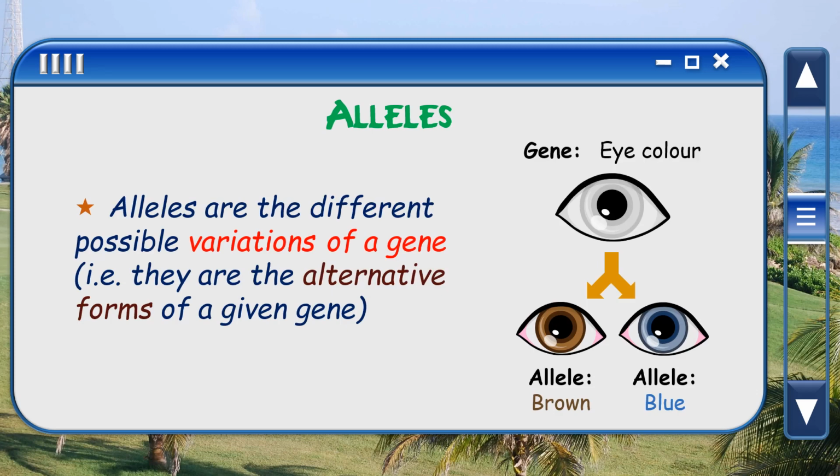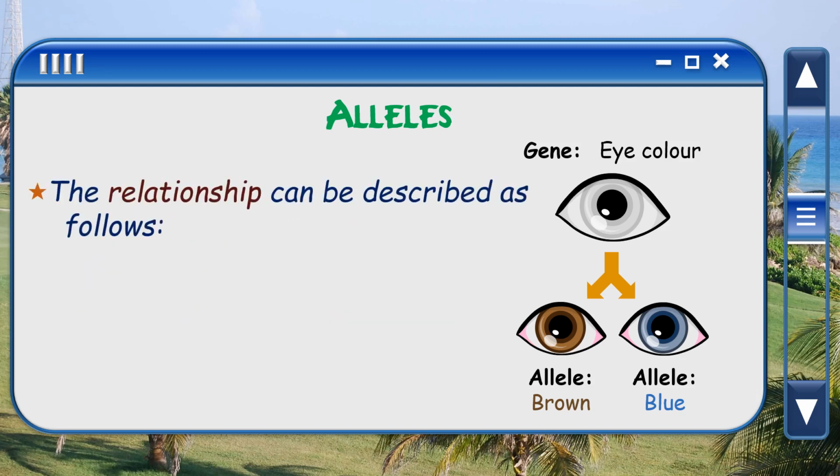Alleles are the different possible variations of a gene. We can say they are the alternative forms of a given gene. What we call alleles are the different possible variations of a gene, or we can refer to them as the alternative forms of the gene.